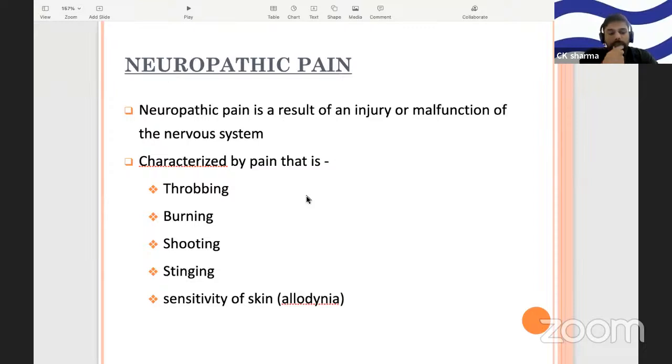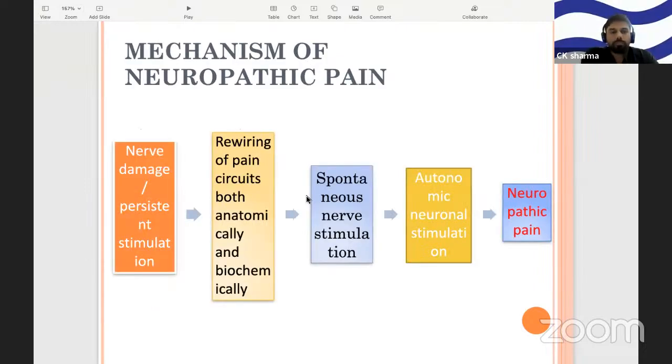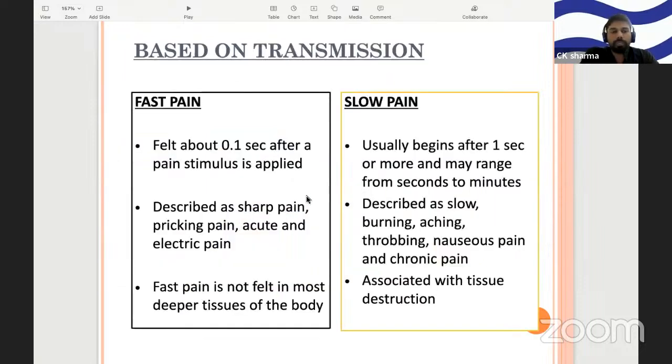Neuropathic pain is a result of an injury or malfunction of the nervous system, and it is characterized by throbbing, burning, shooting, stinging, or sensitivity of the skin, that is allodynia. The mechanism of neuropathic pain includes nerve damage or persistent stimulation. There is further rewiring of the pain circuits, both anatomically as well as biochemically, and it leads to spontaneous nerve stimulation. Further, it leads to autonomic neuronal stimulation, which causes neuropathic pain. And based on transmission, pain can be fast pain and slow pain.